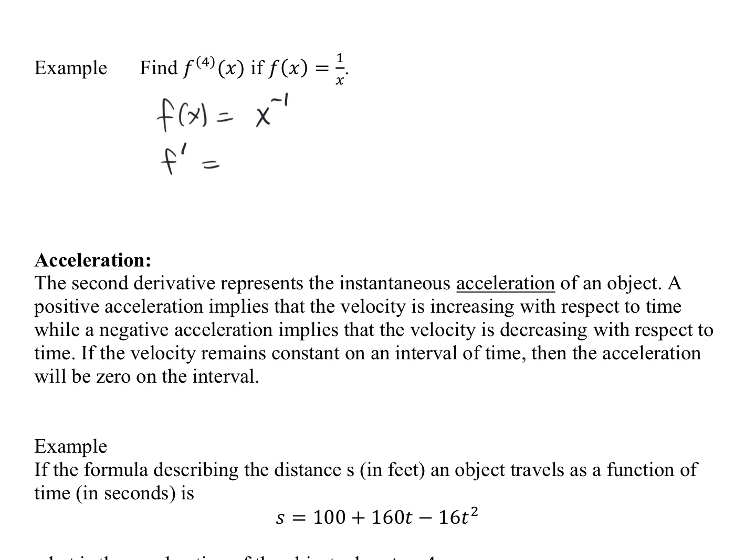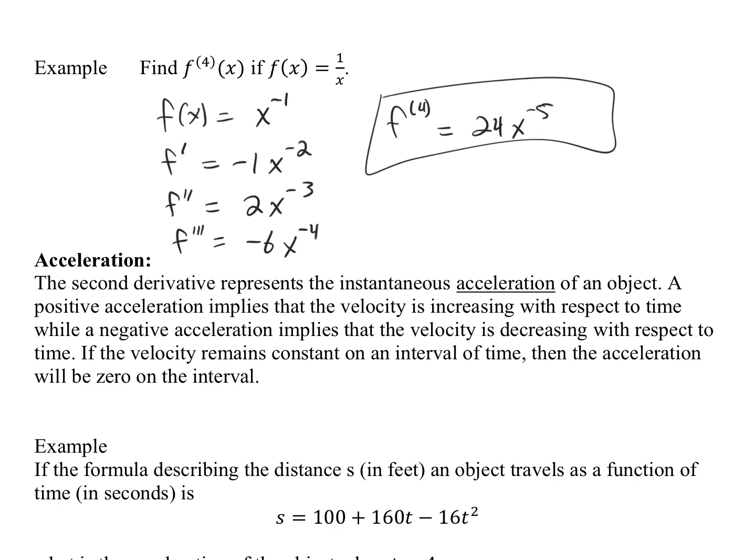So next we want to compute the first derivative of f. Okay, we apply the property: the exponent gets multiplied out in front, and the new exponent is 1 less than it used to be. Second derivative, multiply exponent times the coefficient, exponent is now 1 less than it used to be. Third derivative is negative 6x to the negative 4. Fourth derivative is now going to be 24x to the negative 5. And that's it. That is our answer.